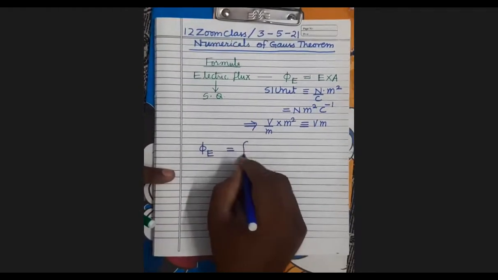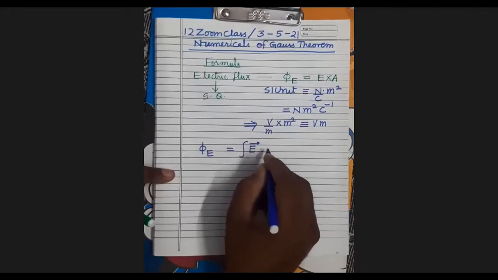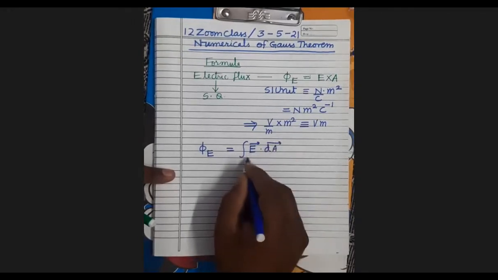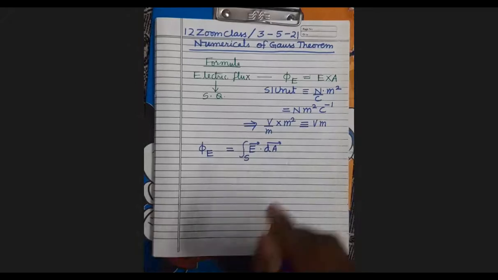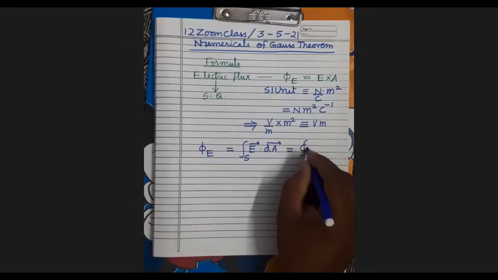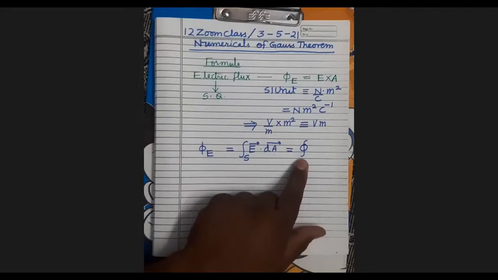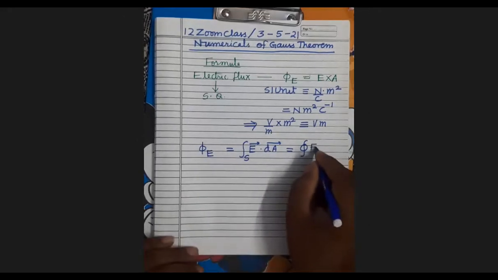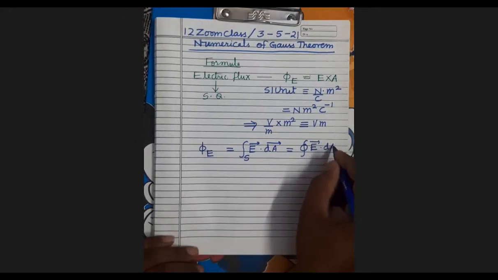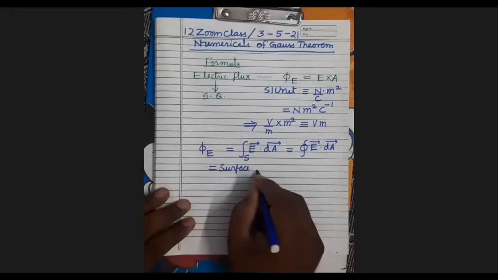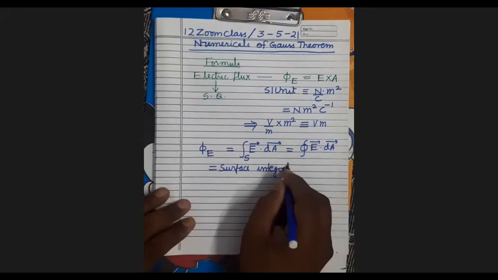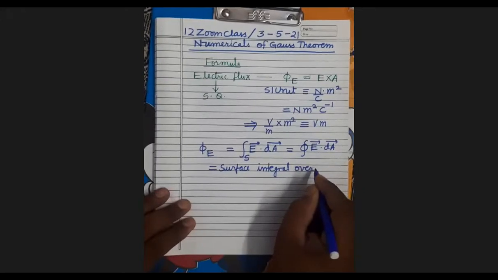It is equal to the surface integral of electric field over that surface. And if the surface is a closed surface, the Gaussian surface, then it is the integration over the closed surface: integral E dot dA. This we call the surface integral of electric field E over the surface.